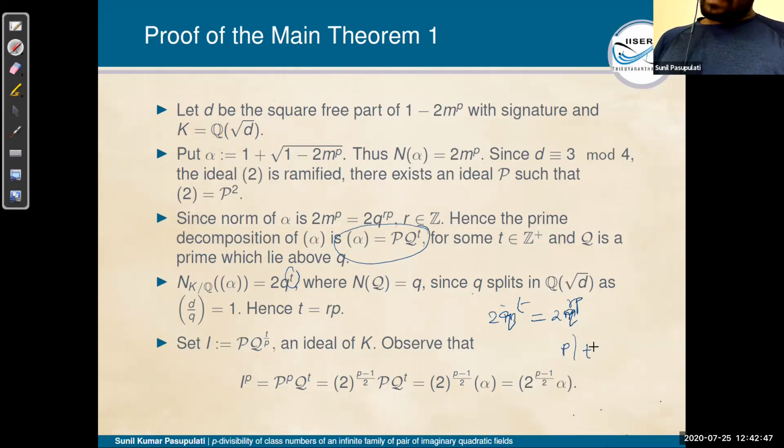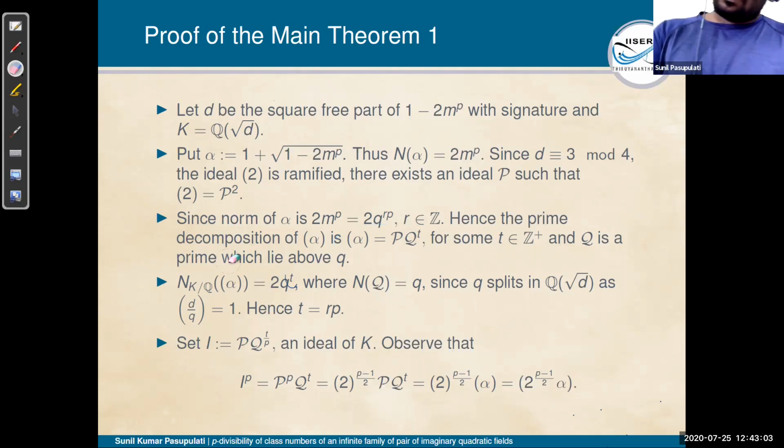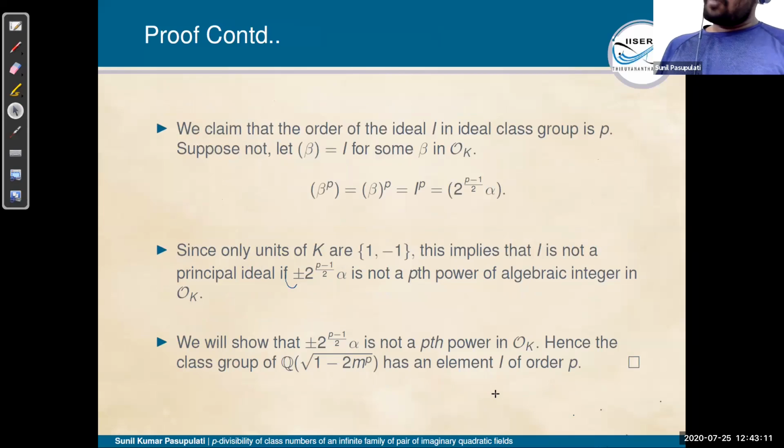So now set an ideal I equal to P times Q to the power T by p. Now look at the p-th power of this ideal I; it comes out to be a principal ideal. My aim is to prove that this ideal I is not a principal ideal. Suppose this ideal is principal, then what happens? Then beta to the power p is equal to the ideal generated by 2 to the power (p minus 1) by 2 times alpha.